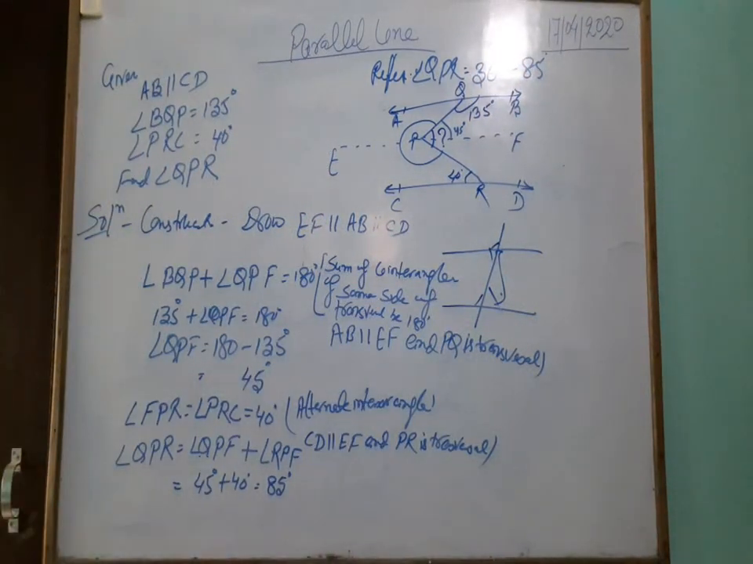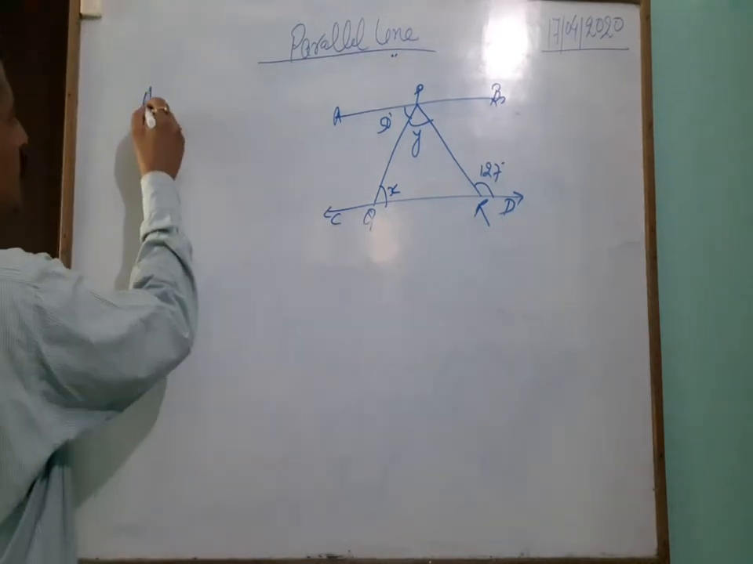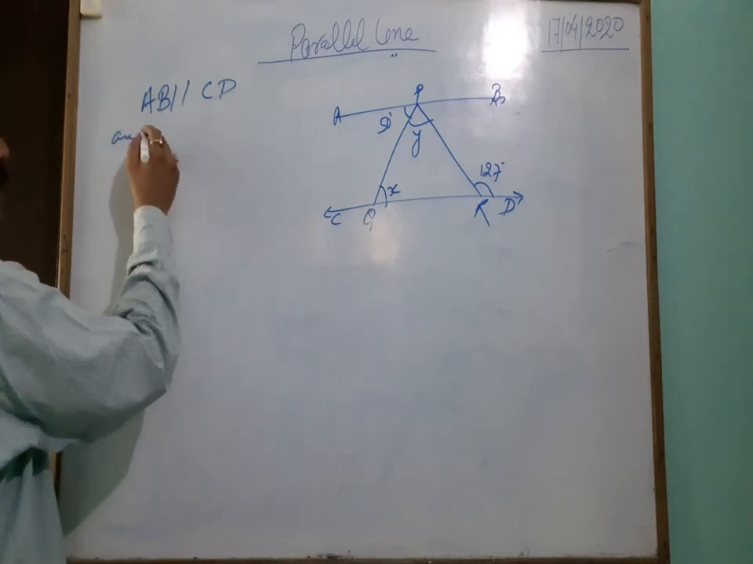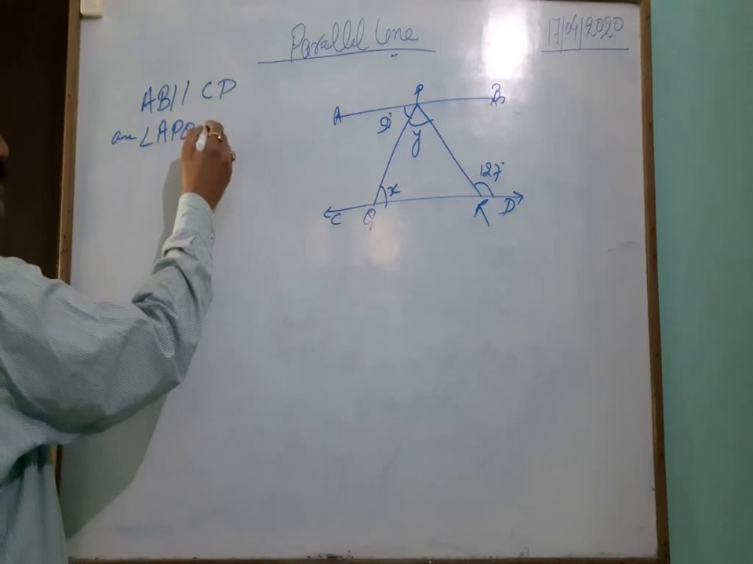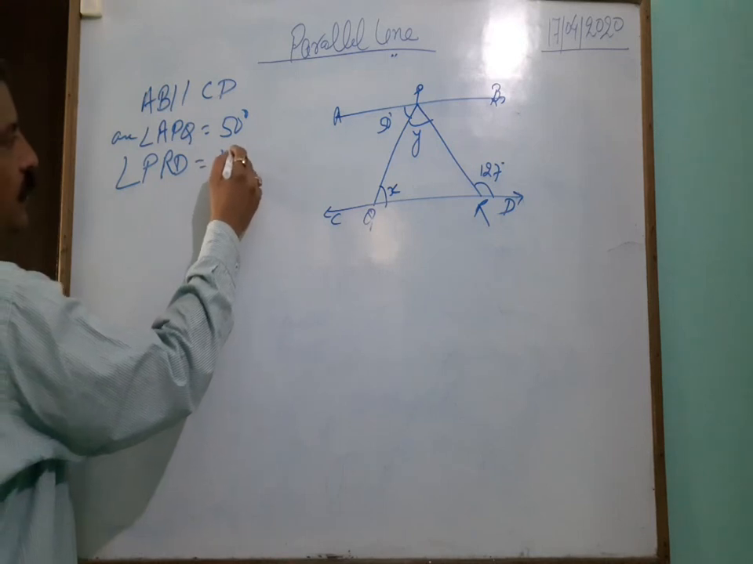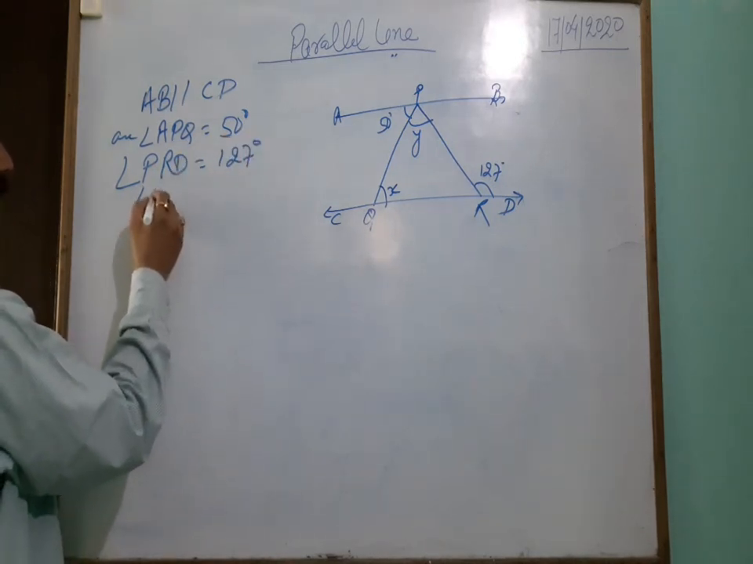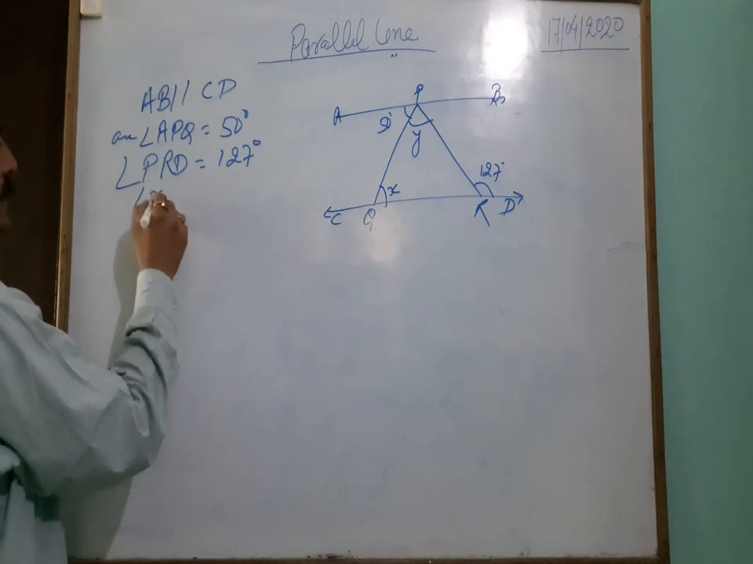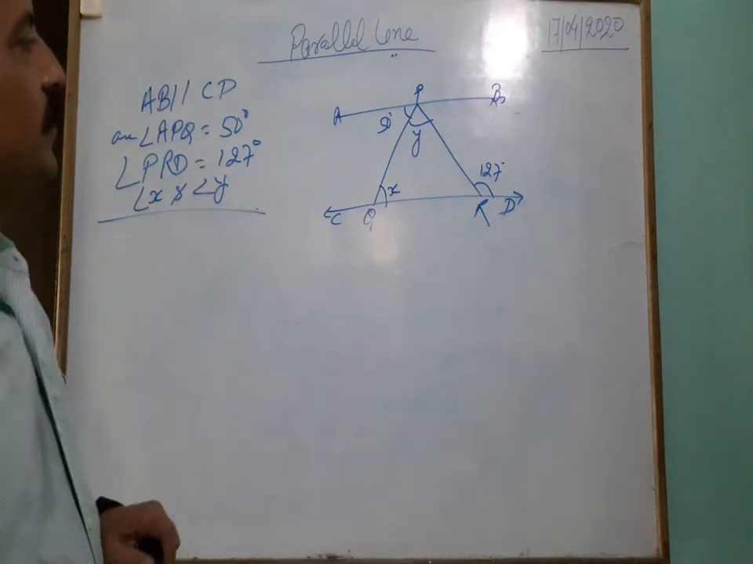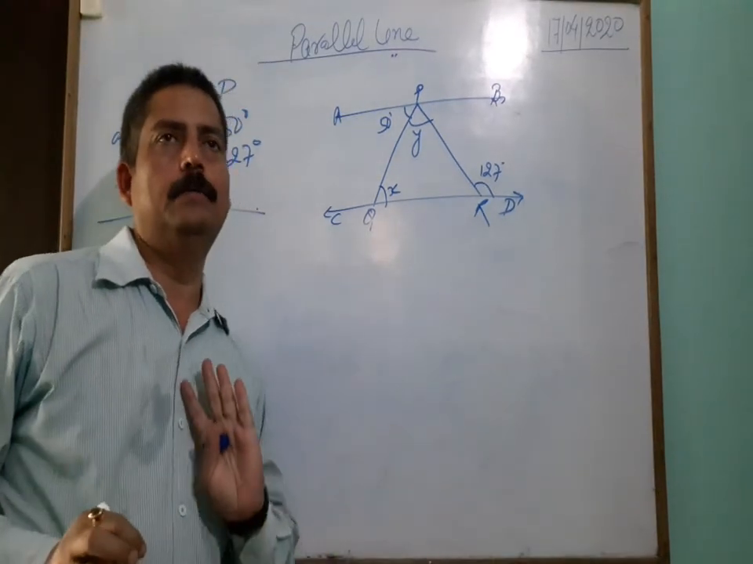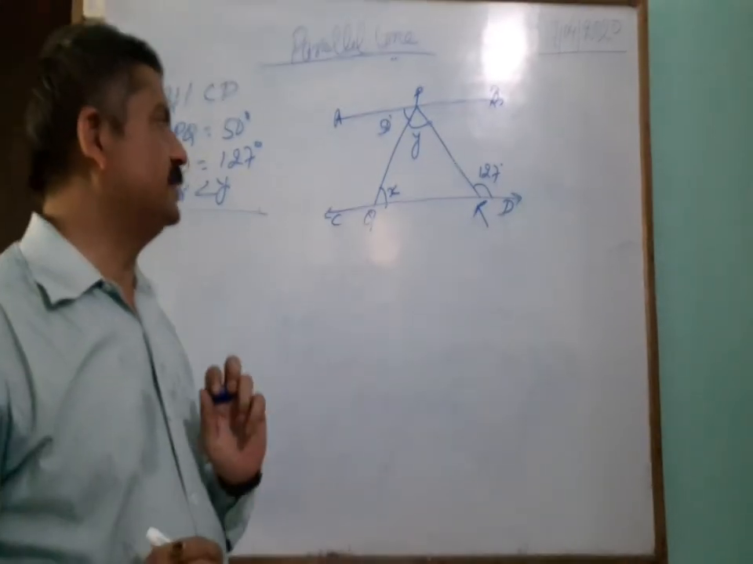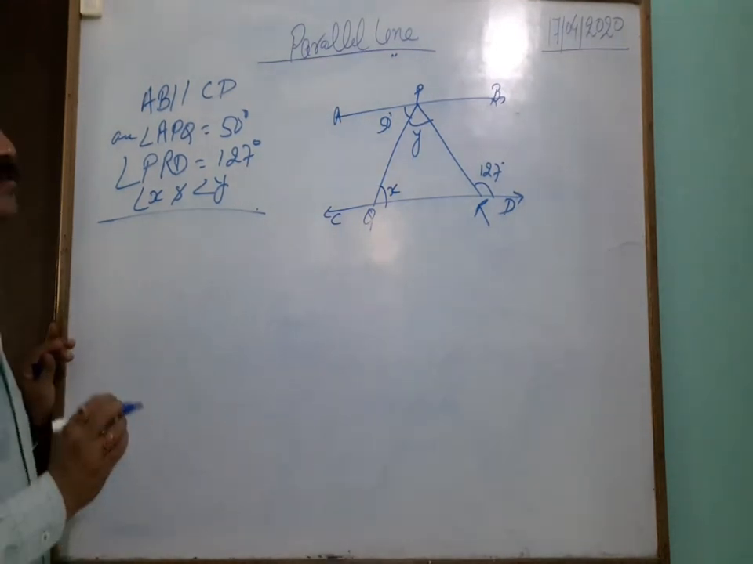If AB is parallel to CD and angle APQ is equal to 50 degrees and angle PRD is equal to 127 degrees, find angle X and angle Y. How to find it? Such types of questions we do in different processes or methods, but in this question we solve with only the help of the parallel line property.